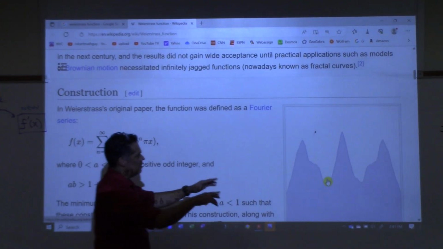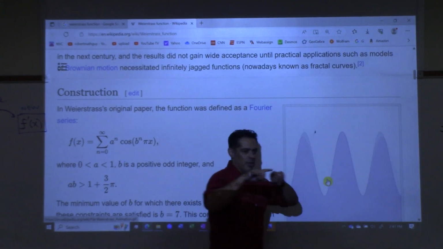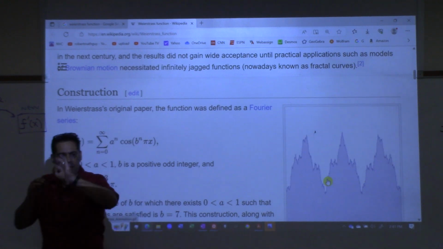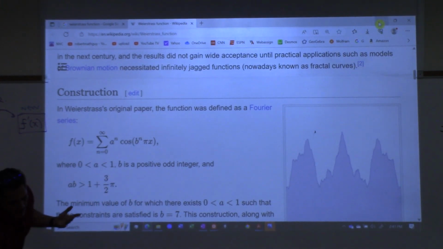It starts out with these little undulations, and you have more and more undulations. The more of these you add up, the more you get the little discontinuity. So it's like an infinite saw blade. It's a weird function. All right, just wanted to point that out.